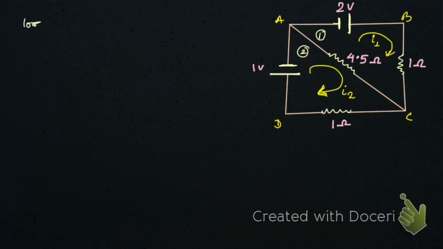So loop 1 is here, we can say A, B, C, A. This is loop 1, A, B, C, A, right?